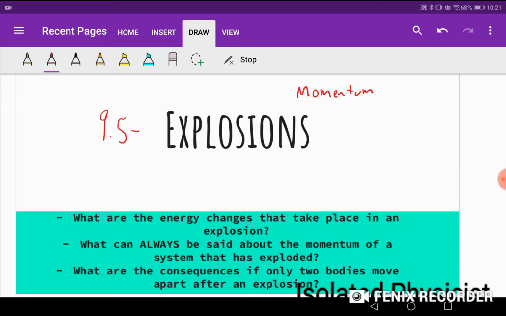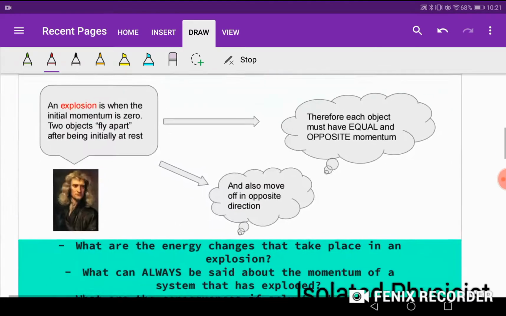What can always be said about the momentum of a system that's exploded, and what are the consequences if there are only two bodies that move apart after an explosion. Now, by a body, I don't mean like you and me, I mean an object. So let's just carry on.